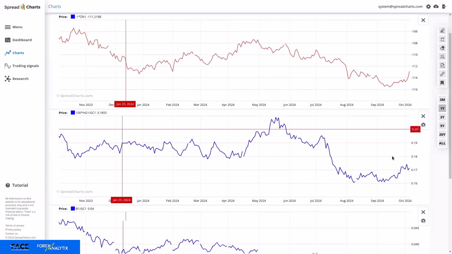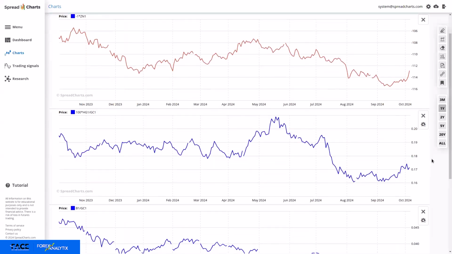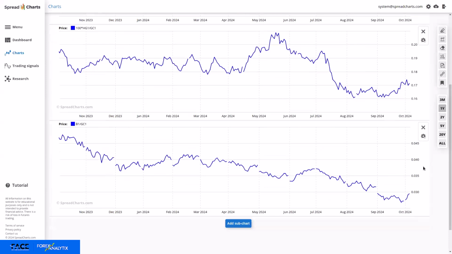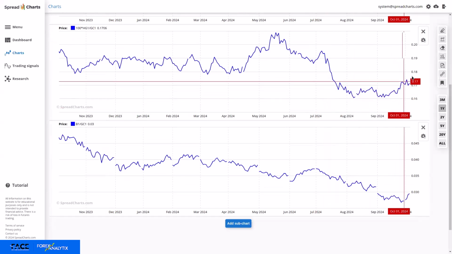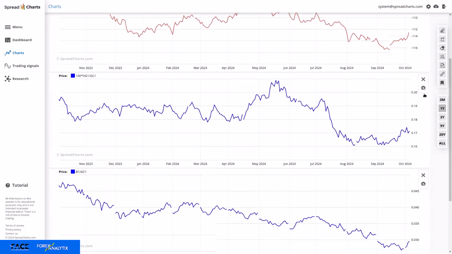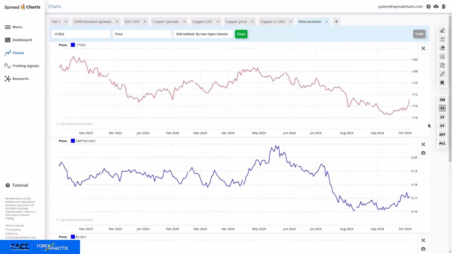Below, I have the copper gold ratio, another rate sensitive proxy. And on the bottom subchart, I have the Brent crude oil to gold ratio. All of them are rate sensitive proxies, and both these charts have already turned up. So I would focus on commodities that benefit from rising rates.